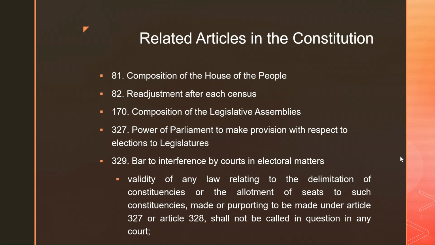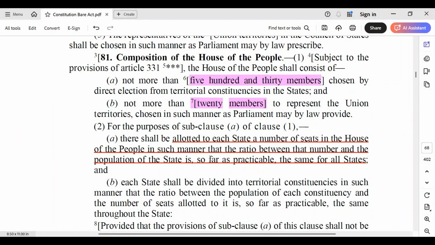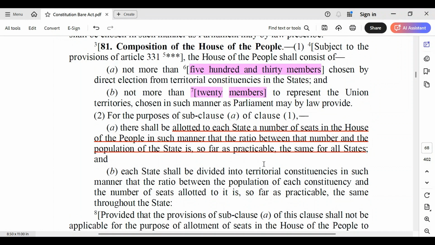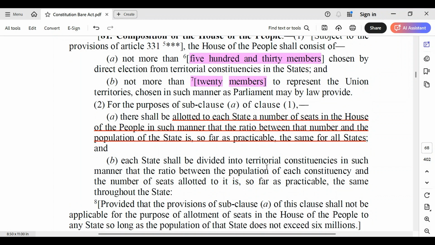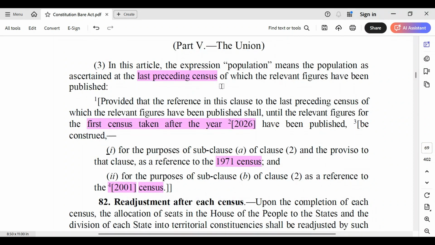First, Article 81 regarding composition of the House of the People. That is the total number of seats in the Lok Sabha, which is 530 from the states and 20 from the union territories. Further, the number of seats allotted to each state is based on the population ratio of that state to the total population. Further, the division of a state into territorial constituencies is based on the logic that each constituency has the same number of population. Population figures are based on the last preceding census of which relevant figures have been published.